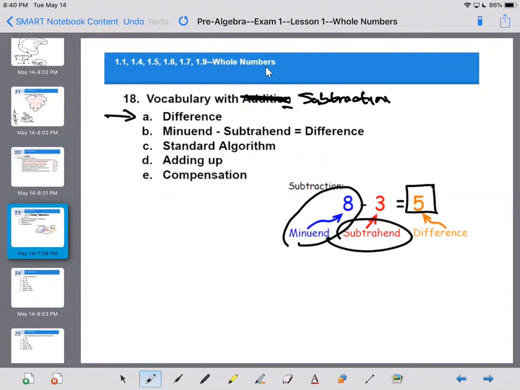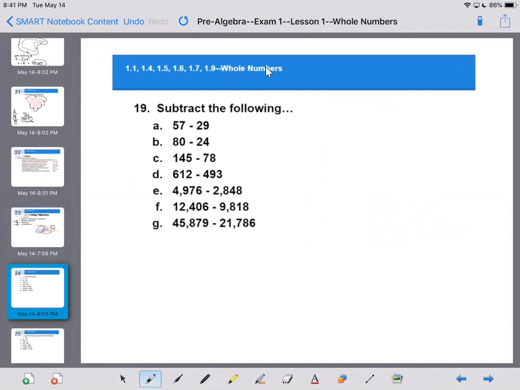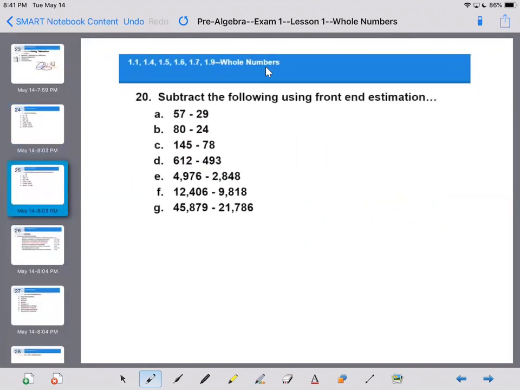And then we've got different ways to do subtraction. We can do our standard algorithm. We can look at adding up, or we can do compensation. These are different strategies. However, I'd like for you to work with your front-end estimation ideas. So if you got 57, take away 29. Well, let's go with 50, take away 20. So about 30 would be an approximation there.